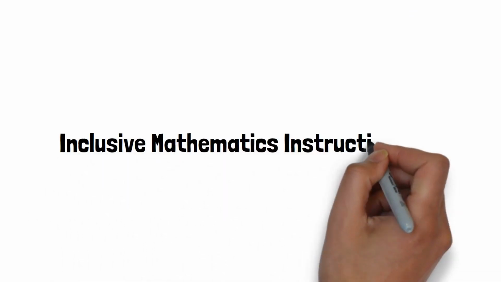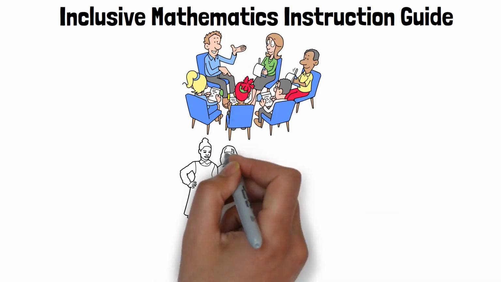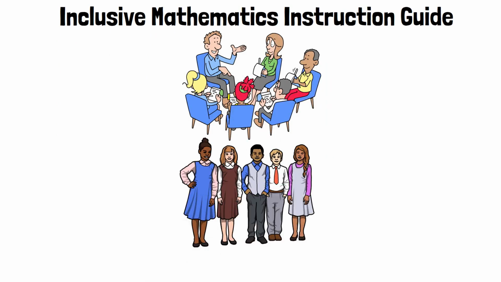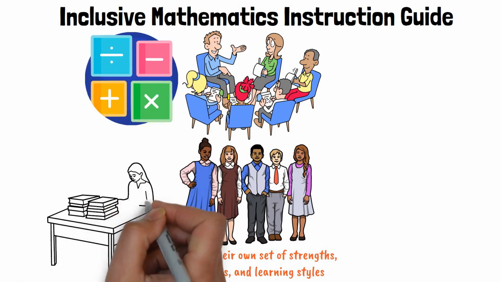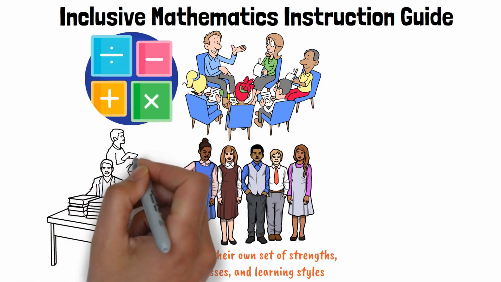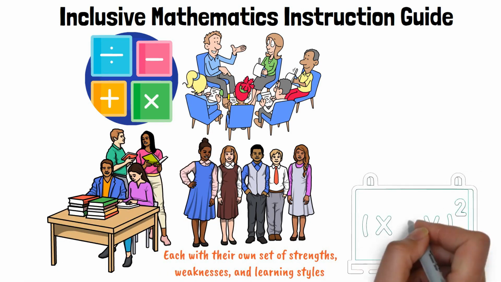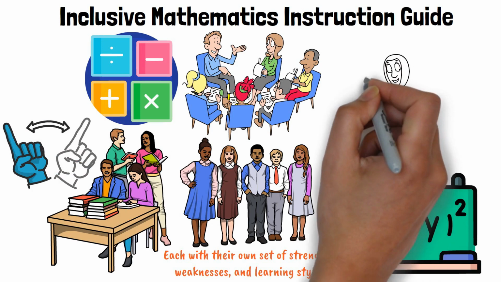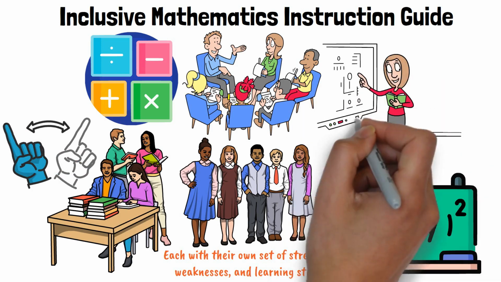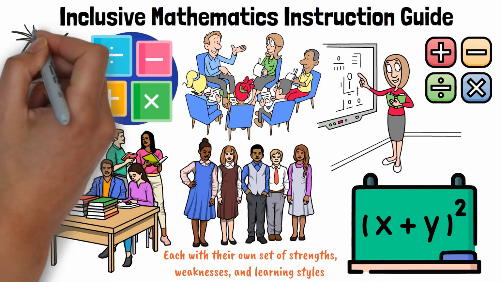Inclusive Mathematics Instruction Guide. When discussing learning differences in secondary content, it's essential to remember that students are as unique as snowflakes, each with their own set of strengths, weaknesses, and learning styles. In mathematics, these differences can be stark. Some students might be whizzes with numbers but struggle with abstract concepts, while others might excel in geometric reasoning but find algebra baffling. The key here is not just to recognize these differences, but to embrace them as a cornerstone of your teaching strategy. In the realm of inclusive mathematics instruction, various models serenade us with their potential.